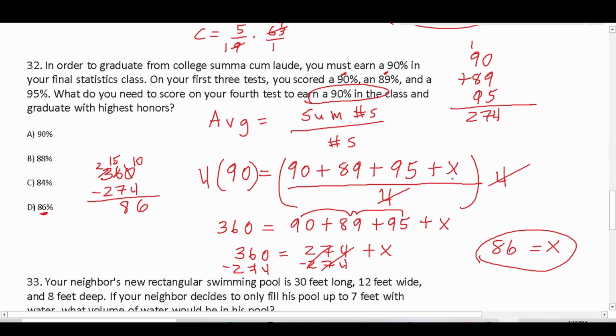And this x refers to the grade you have to receive on your 4th test in order to have a 90 average in the class in order to graduate summa cum laude. So the answer to this one is 86%. Okay, so that's that one.